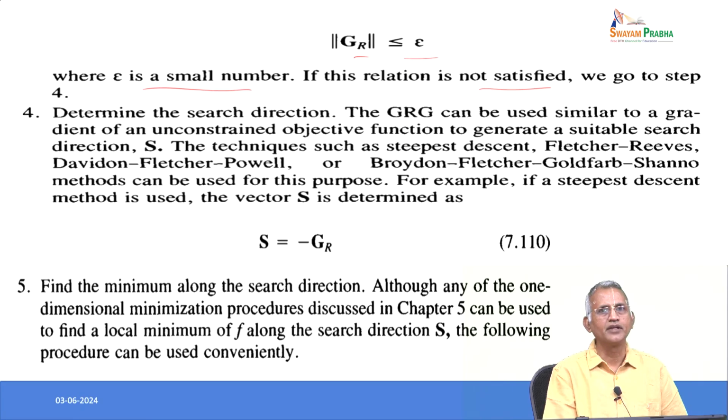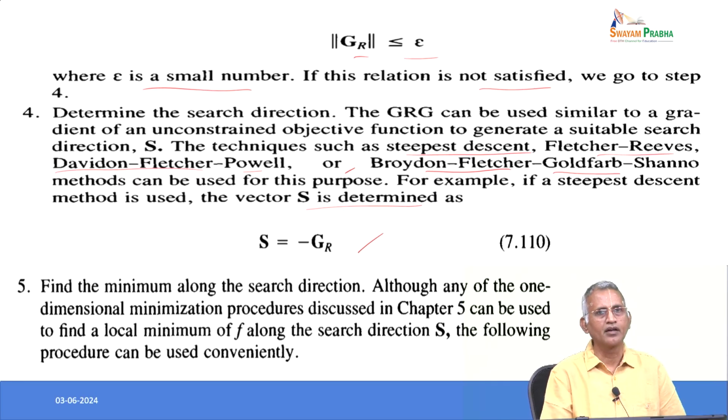The GRG can be used similar to the gradient of an unconstrained objective function to generate a suitable search direction S. Techniques such as steepest descent, Fletcher-Reeves, Davidon-Fletcher-Powell or Broyden-Fletcher-Goldfarb-Shanno method can be used for this purpose. For example, if the steepest descent method is used, the vector S is determined as S equal to minus G_R.